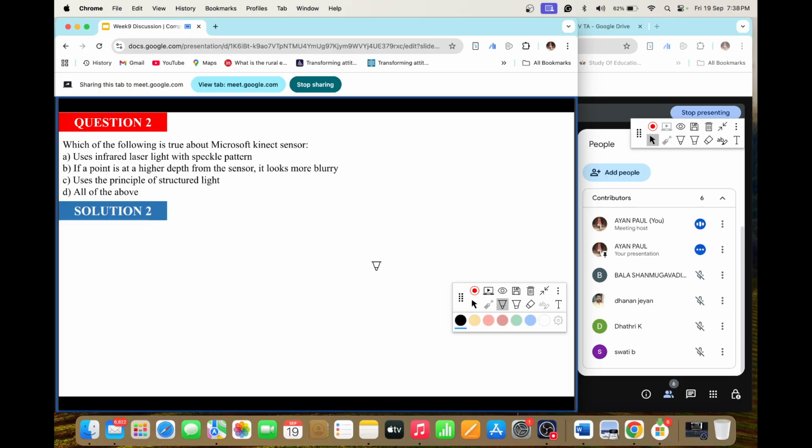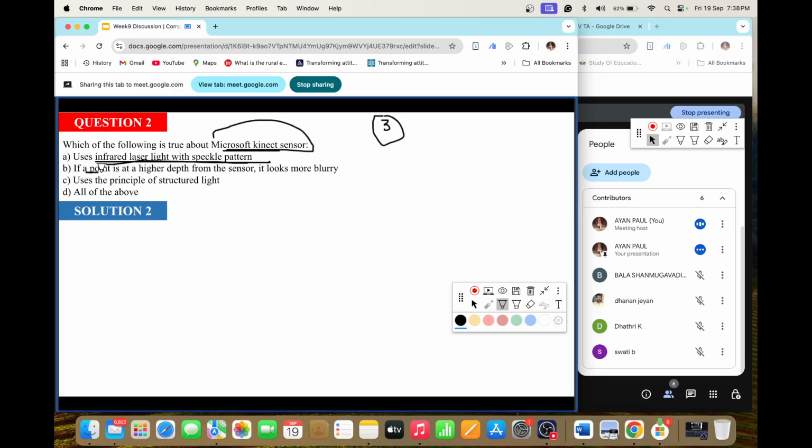Now regarding question number 2, which of the following is true about the Microsoft Kinect sensor? The Microsoft Kinect sensor uses infrared laser light with speckle pattern. This is nothing but an example of structured light. We have discussed three active image ranging methods. One is time of flight, second is the triangulation method, and third is structured light. So this Microsoft Kinect sensor is the third, that is a structured light example. So it uses infrared laser light with speckle pattern.